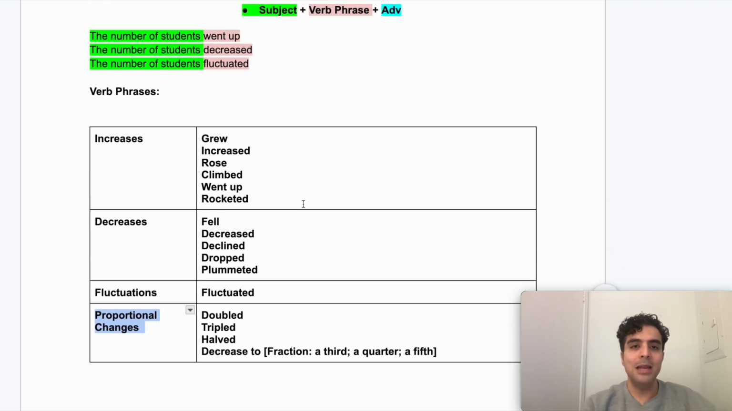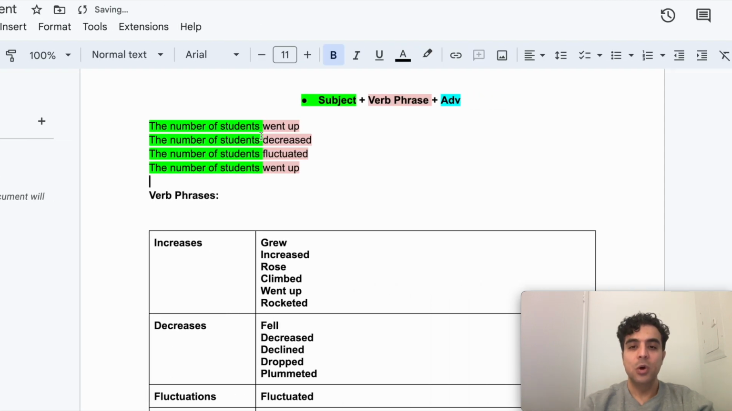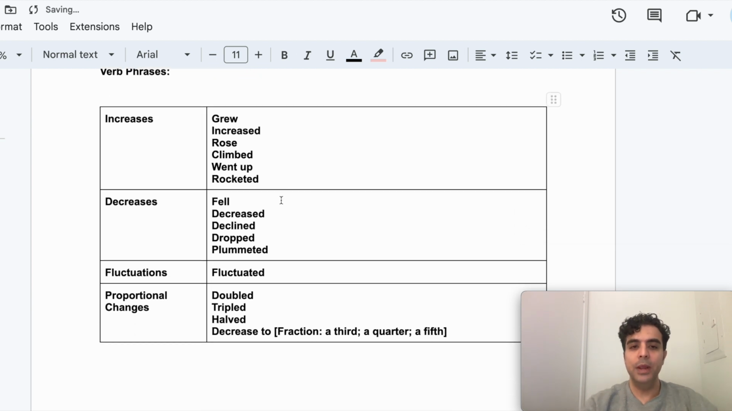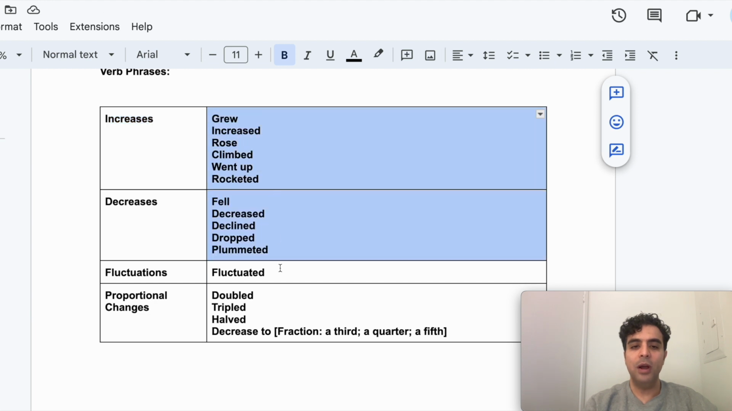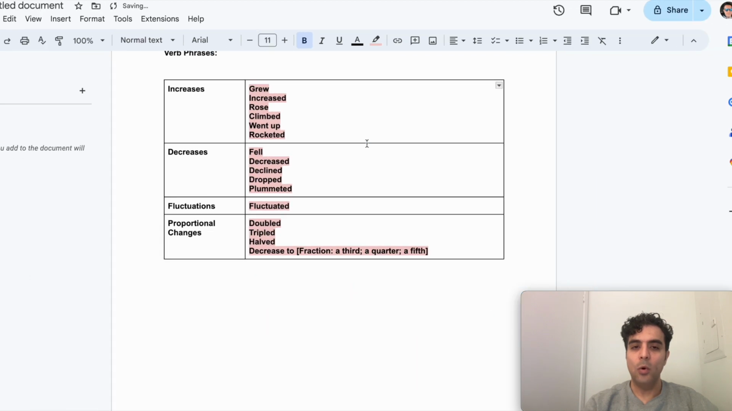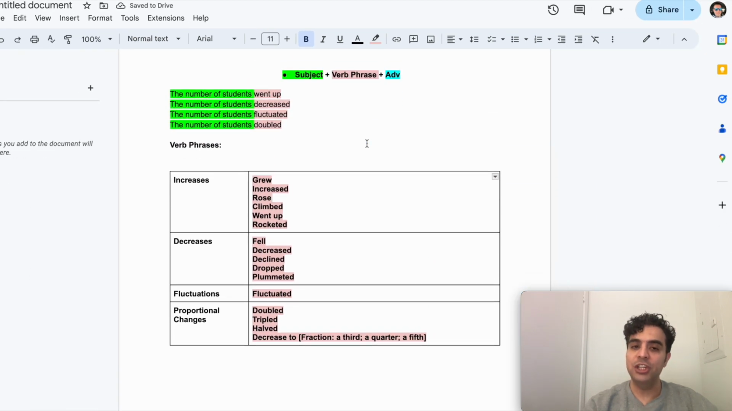So let's try to add one more example up here to describe these proportional changes. So how can we do that? Well, you could say the number of students, I'm just going to go with the first one, doubled, right? So we have all of our verbs very neatly classified here and broken down into categories based on what kind of change they are describing. Okay, so what about adverbs?